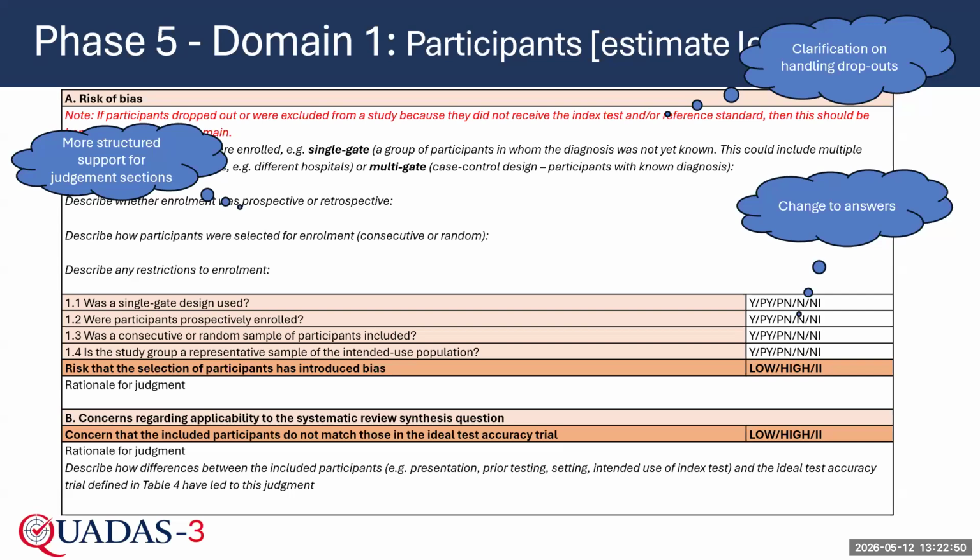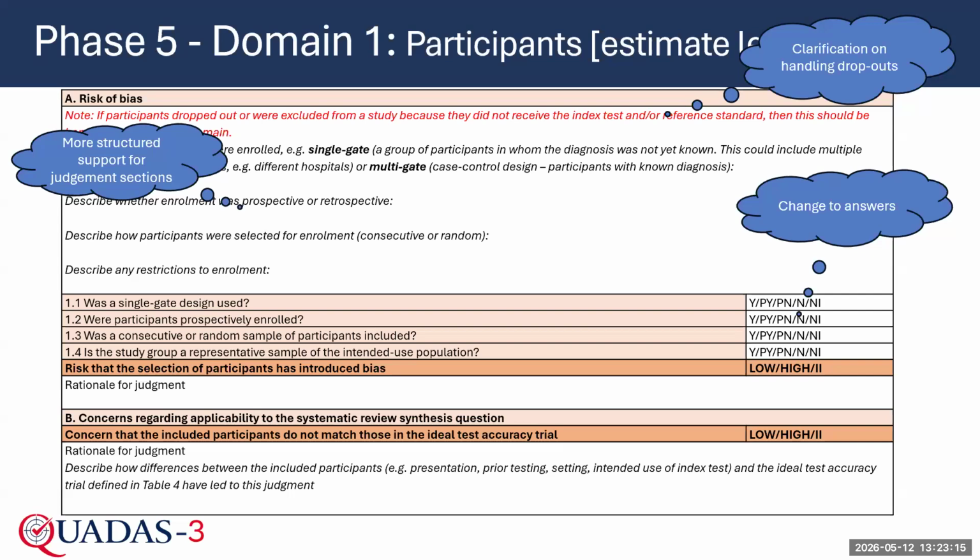And it's much more useful to have a yes or a probably yes than a no information. That's also a little change: we had "unclear" as an option before, whereas now it's "no information", because we only want you to answer no information if there really isn't any information to be able to answer that question. We're trying to push towards an answer, because that's more useful in judging the overall domain level risk of bias.